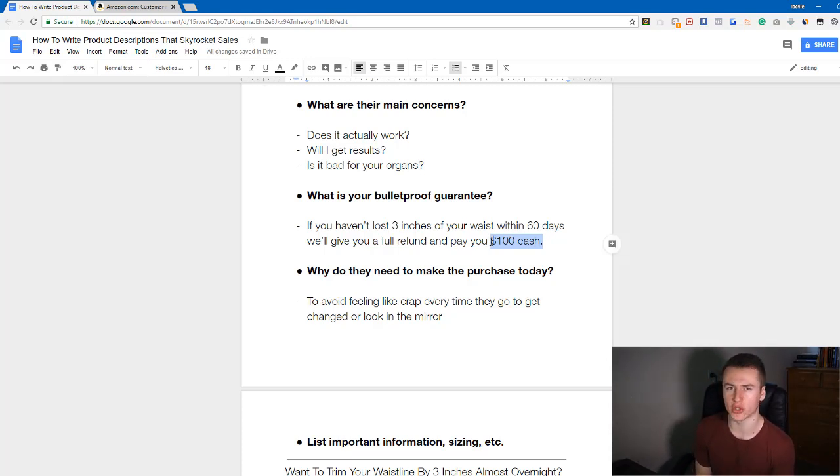Okay, now let's talk more about the actual guarantee. If you haven't lost 3 inches off your waist within 60 days, that's the guarantee. That guarantee is so tangible, women can see it. They can look in the mirror and say, hey, I could see what I would look like with 3 inches gone in 60 days. That makes the claim and the result right there in their hand. You're practically giving it to them and asking them just to take it from you.